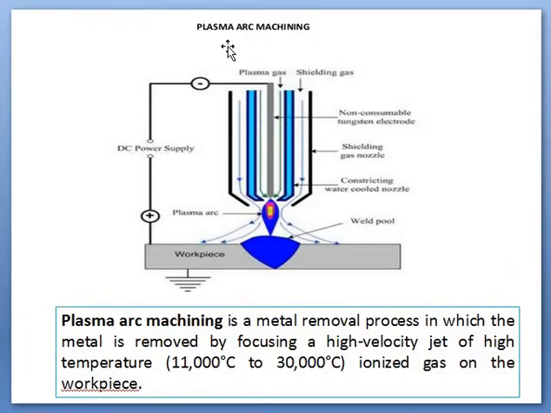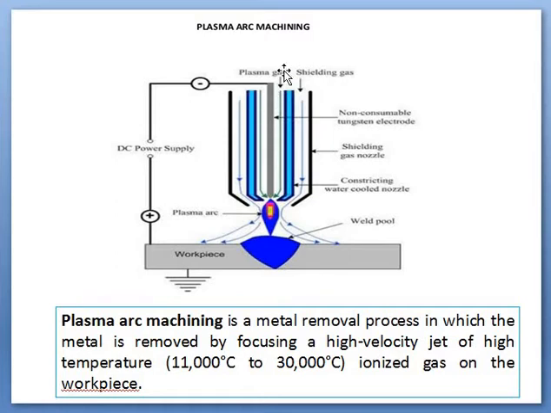Another process which is based on thermal energy is the plasma arc machining process. It has the same principle as laser beam machining, but here we utilize a plasma arc instead of a laser. See here the working diagram. Here we apply a DC power supply whose positive terminal is connected to the workpiece, so the workpiece acts as an anode, and the negative terminal is connected to the tungsten electrode, which is non-consumable and acts as a cathode.